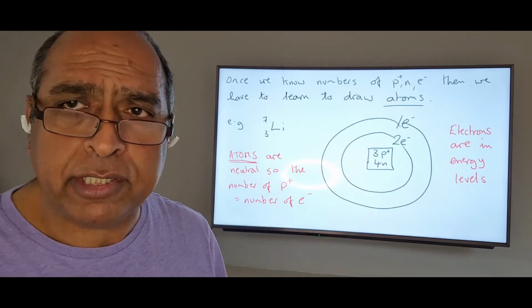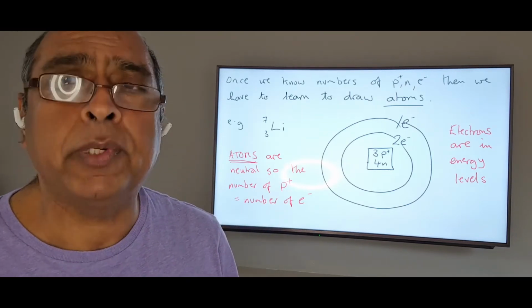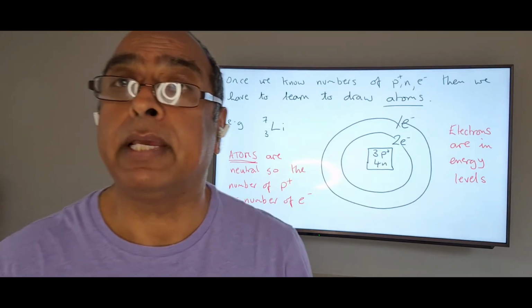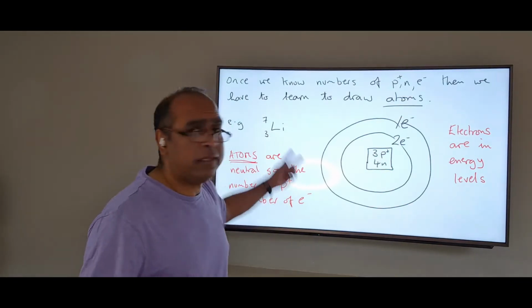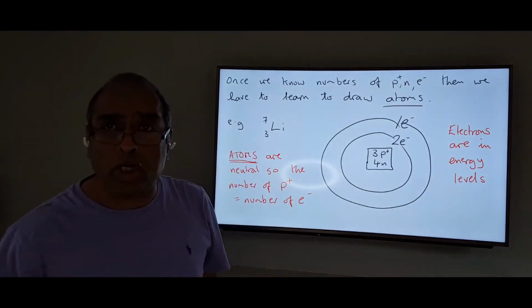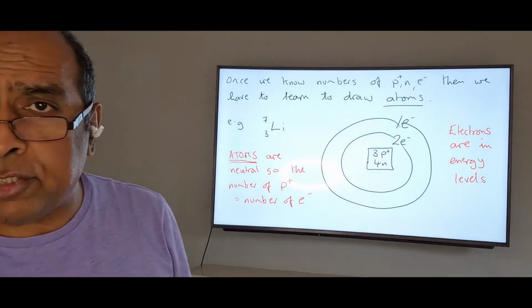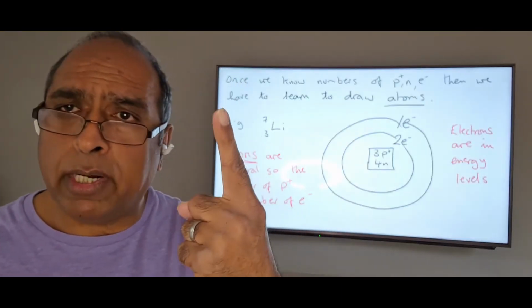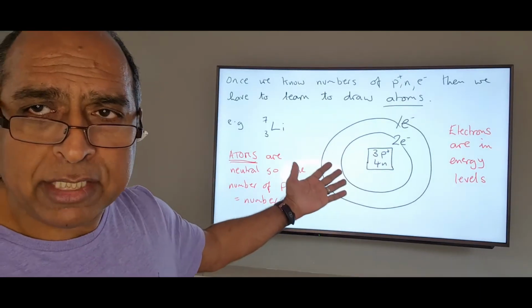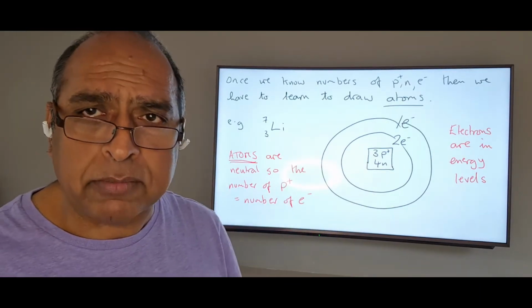So the first energy level holds 2 electrons. The next energy level can hold 8 electrons. And here with lithium, you've only got 3, so you put 2 in the first, and then you have to start a new energy level, the second energy level, and you've only got 1 electron left, so you put that third electron there, and that's your atom of lithium. And drawing atoms is really important.